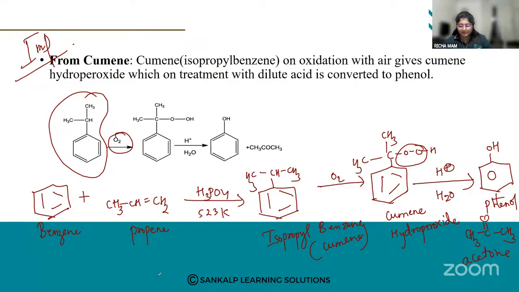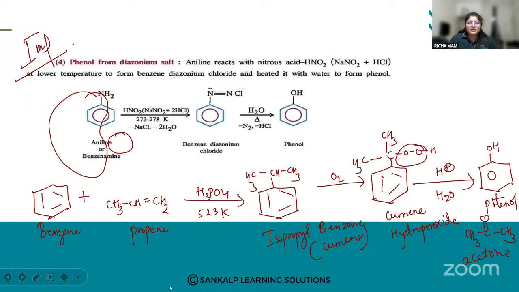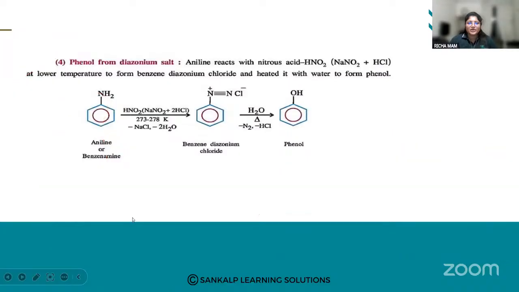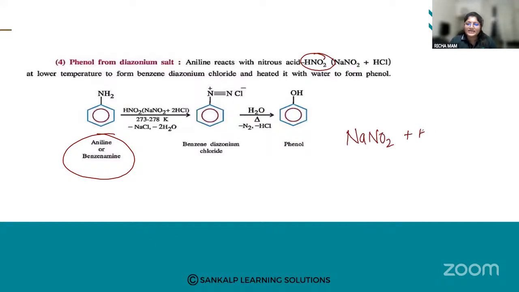Then next is from diazonium salt. So how can we prepare phenols? I'm going to take aniline, or benzenamine, and react it with nitrous acid. How to get this nitrous acid? NaNO2 plus HCl. When you react NaNO2 with HCl, I am going to get nitrous acid.